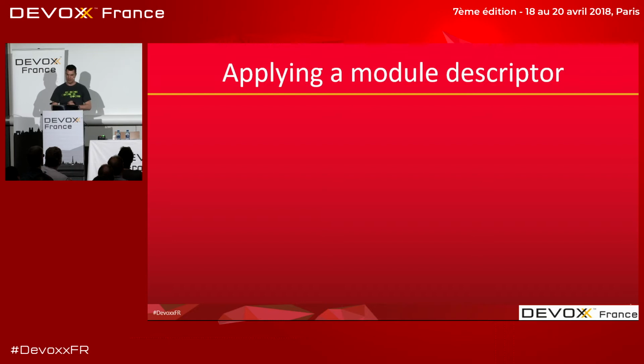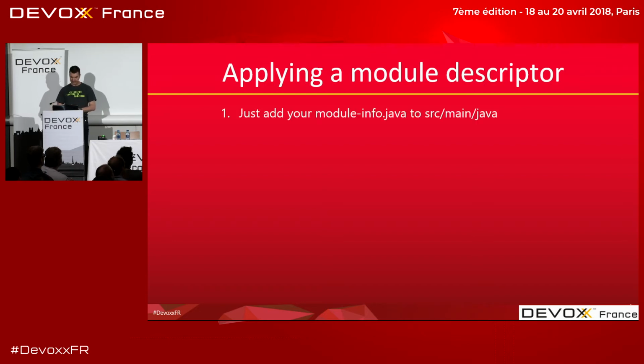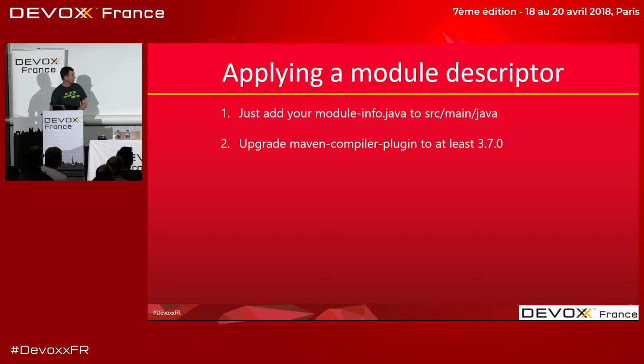But first, let's say this also. If you want to apply a module descriptor, it's quite easy. You simply add the module-info.java to your src/main/java. You upgrade the Maven compiler plugin. This is the version that really supports the module path and the class path. And step 3, there is no step 3. This is all you have to do to make it work.